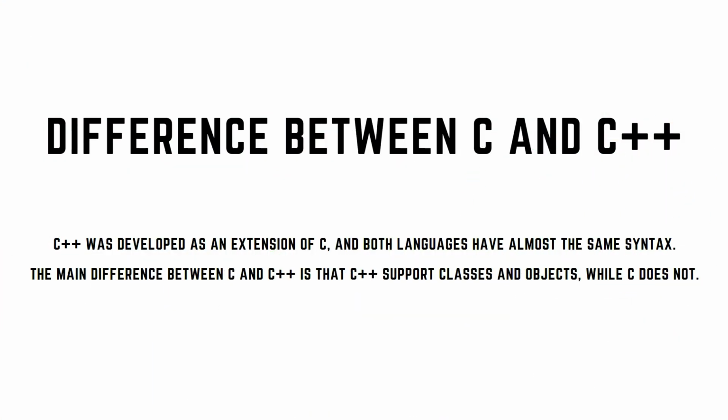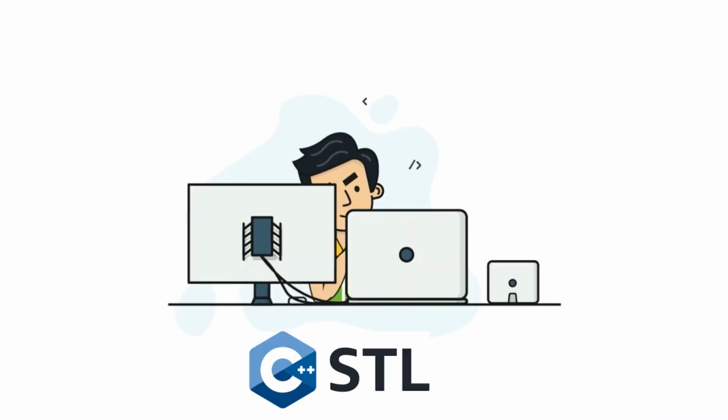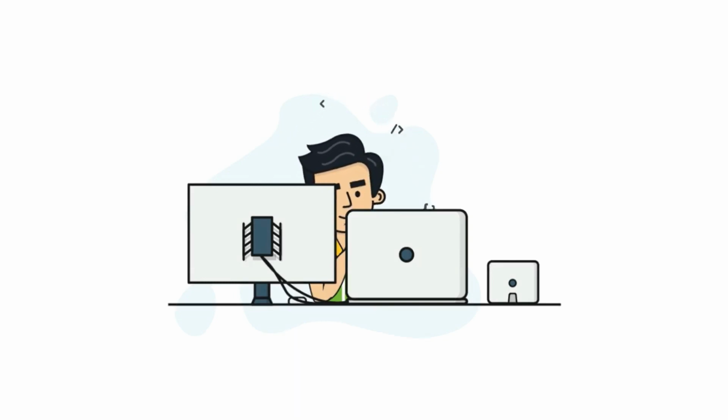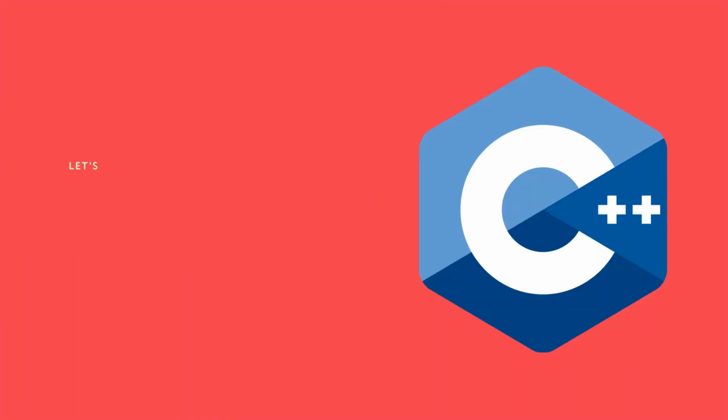So what are the differences between C and C++? C++ was developed as an extension of C, and both languages have almost the same syntax. The main difference between C and C++ is that C++ supports classes and objects, while C does not. In this tutorial, I will teach you the basics of C++ and some advanced topics like STL in C++. If you are a beginner, you don't necessarily need any prior programming experience at all. So without any further ado, let's get started.